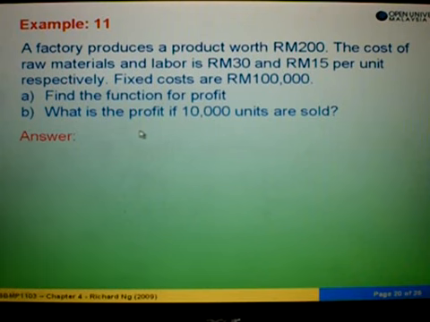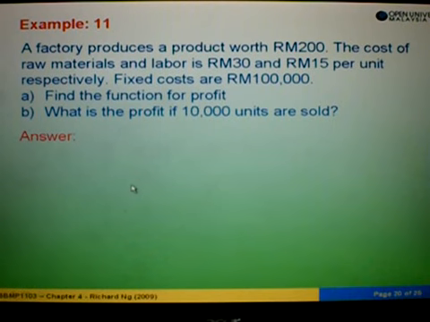Right, let's look at example 11. A factory produces a product worth 200 ringgit. The cost of raw materials and labor is 30 and 15 ringgit per unit respectively. The fixed costs are given as 100,000 ringgit. Okay, so we are asked to find the function for profit. And second question, what is the profit if 10,000 units are sold?